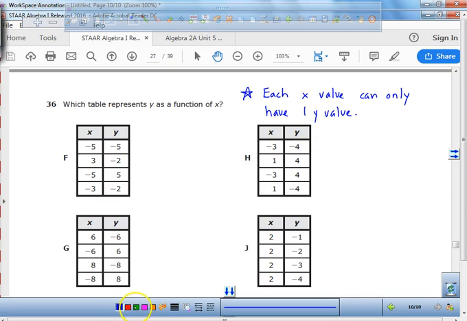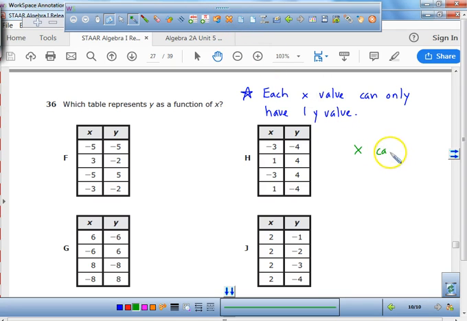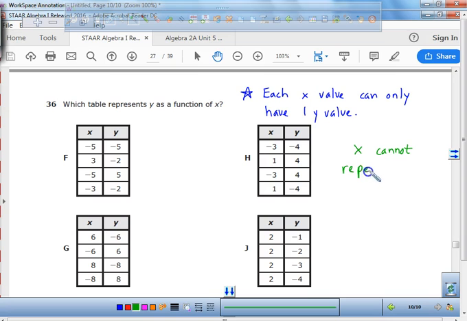Now, sometimes kids are like, wait a second, I was always told x can't repeat. That's fine. If you want to write that down, put x cannot repeat. You could also put that down just to help you out. Now, right here, do we have repeating x's? Yep. We have repeating x values. Do we have repeating x values right there? Yep. Do you have any repeating x values? No.